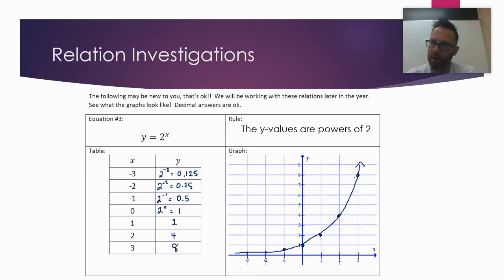It's pretty neat, it just gets going faster, increases faster and faster, but going to the left, it gets smaller and smaller, but never quite reaches 0. So that's pretty cool. This is a new type of relation for you. This is called an exponential relation. And we'll spend a whole unit talking about these later on. All right, let's continue.